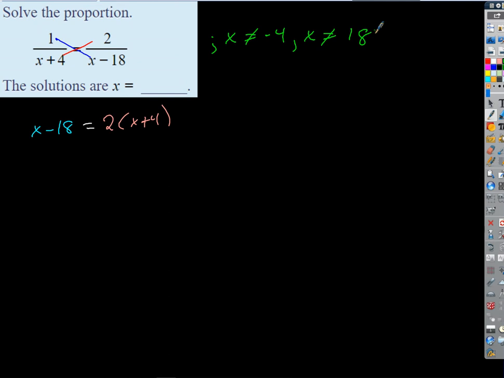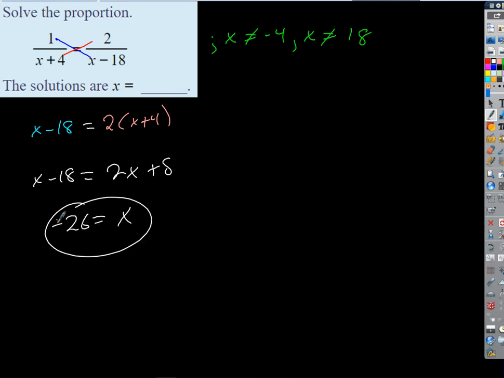What would happen if, when I solve this thing, I get x equals negative 4? Yeah, I can't keep it, right? That would be an extraneous solution because it's not allowed. So then we would just do the math, right? So x minus 18 equals, if I distribute the 2, I get 2x plus 8. So if I push the x's this way and the numbers the other way, we're safe. The answer we got is not one of our excluded values, so it works out.